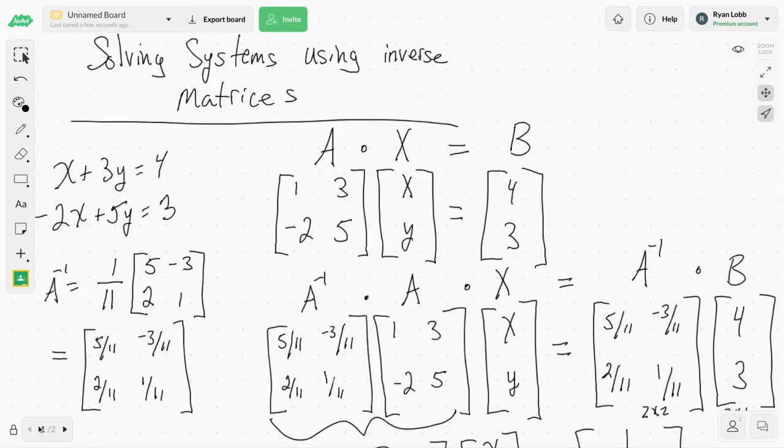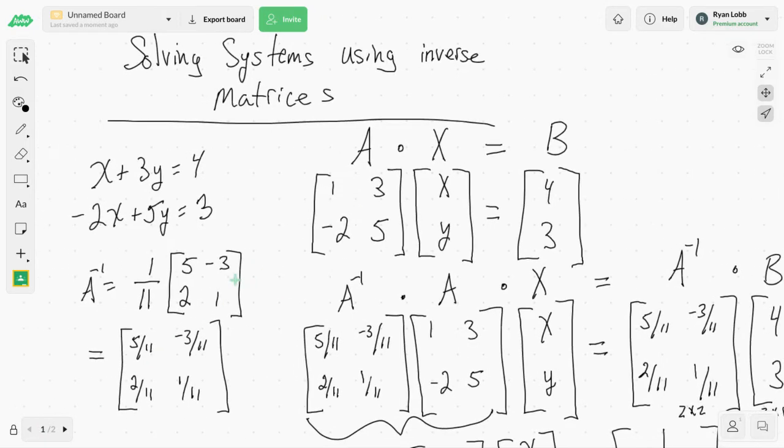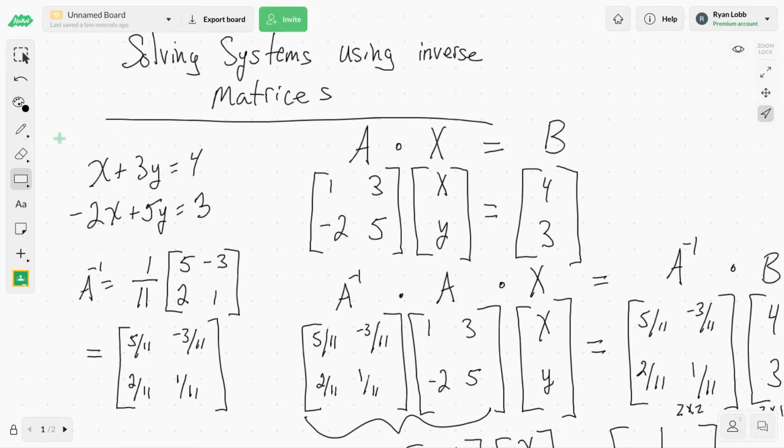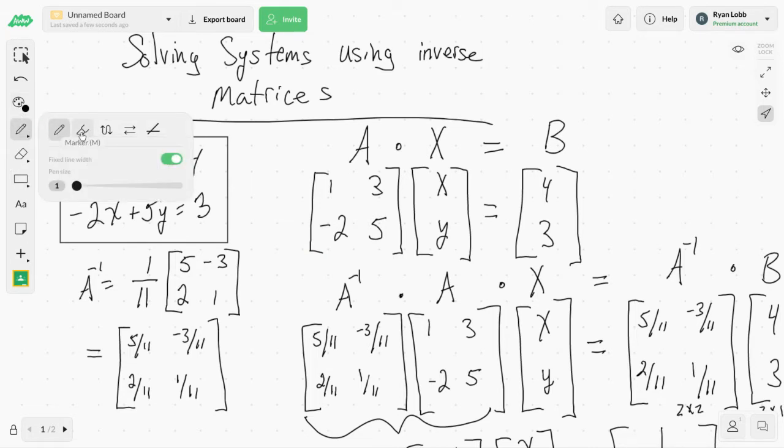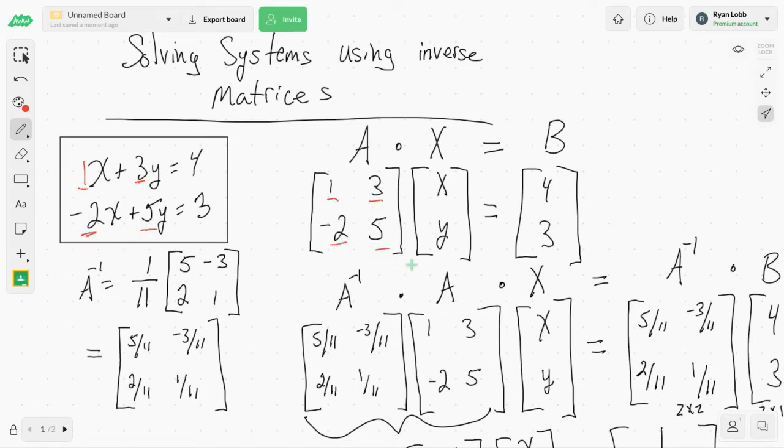So if we apply that over here, we're going to solve this system of equations using inverse matrices. When you're doing that, the first thing you want to do is set up your coefficient matrix. Let's go with red here. Notice we have a 1 here, so 1, 3, negative 2, 5. So that goes right here. There's my coefficient matrix: 1, 3, negative 2, 5.